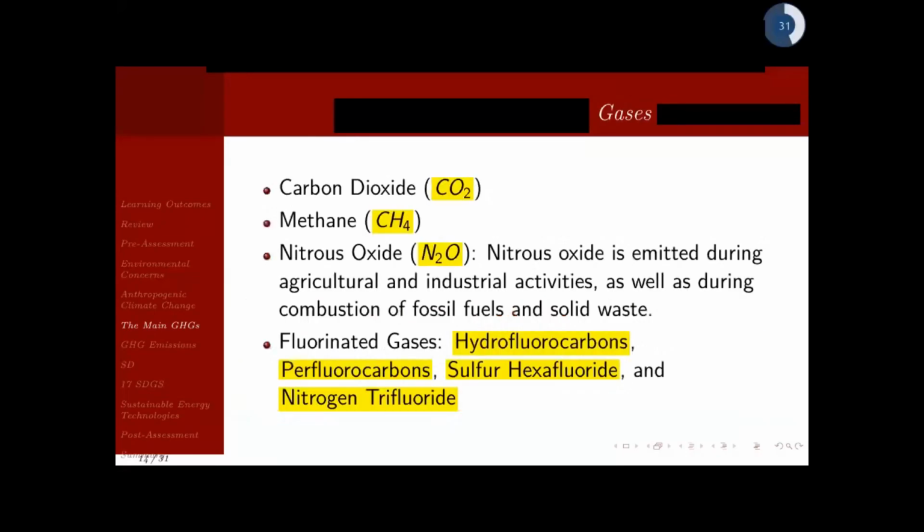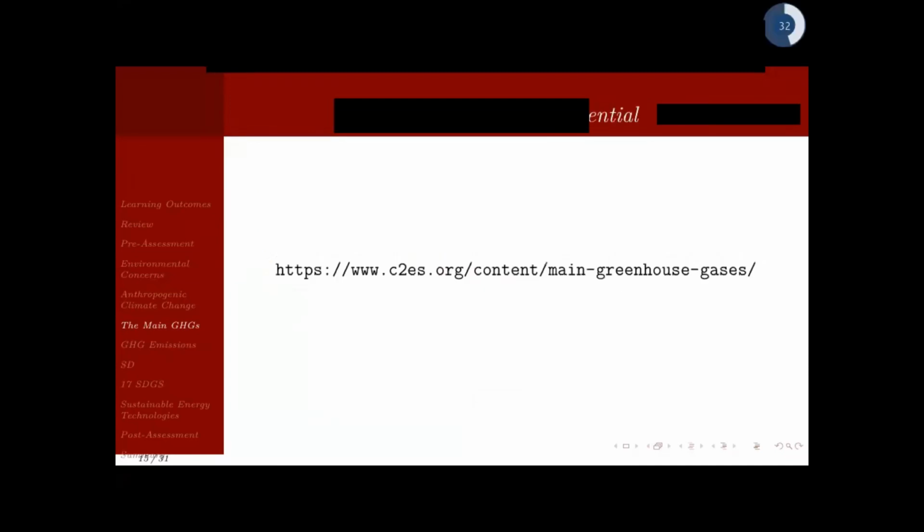Thank you. So these are some of the main greenhouse gases: carbon dioxide, methane, nitrous oxide, fluorinated gases. When you say fluorinated gases, there are several, like hydrofluorocarbons, perfluorocarbons, sulfur hexafluoride used in transformers, and nitrogen trifluoride. Some of these are main greenhouse gases, and these are some useful links which will give you more details. Inshallah, these slides will be shared and you can explore these links.